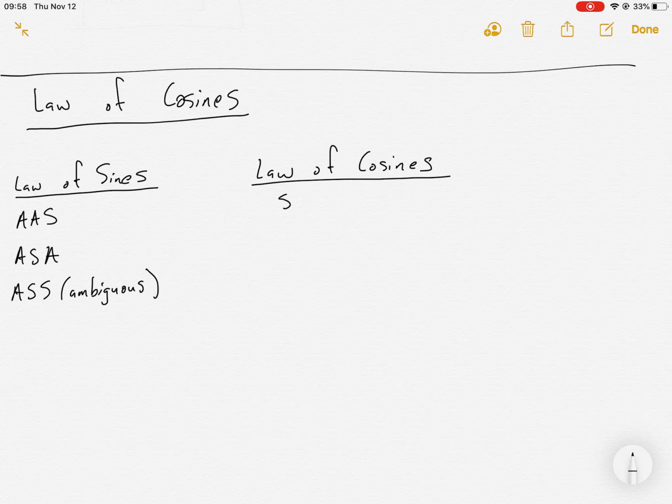The other cases will be covered in this video in law of cosines. We're going to do side, angle, side. We're also going to do side, side, side. So that's what we're going to cover in this video.